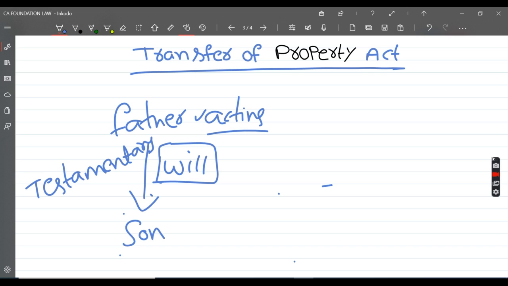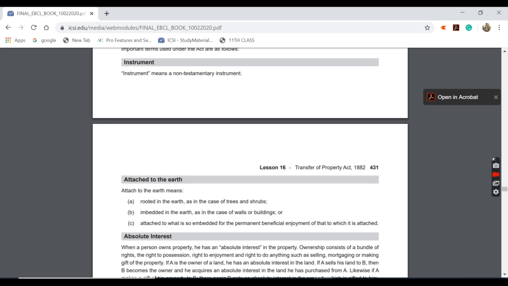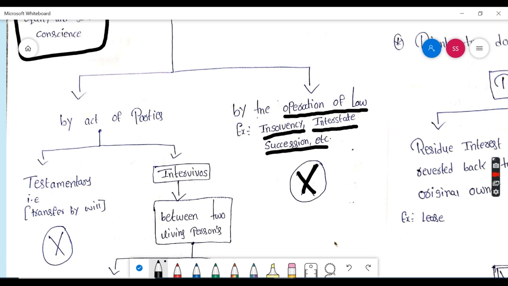Why don't we consider this? It is a transfer by will, and there is a separate act for this, the Indian Succession Act, which will cover it. So if anything is transferred by will, even though it is an act of the parties, it will not be considered here.